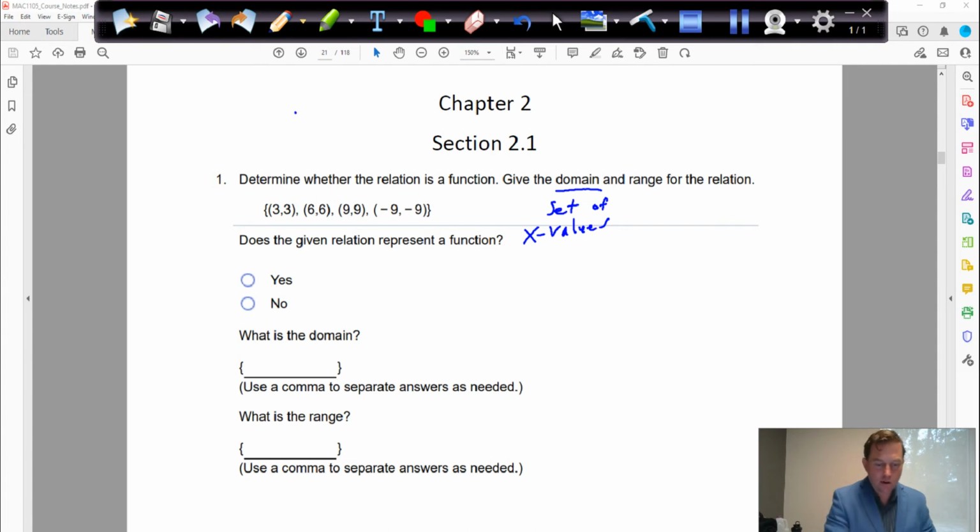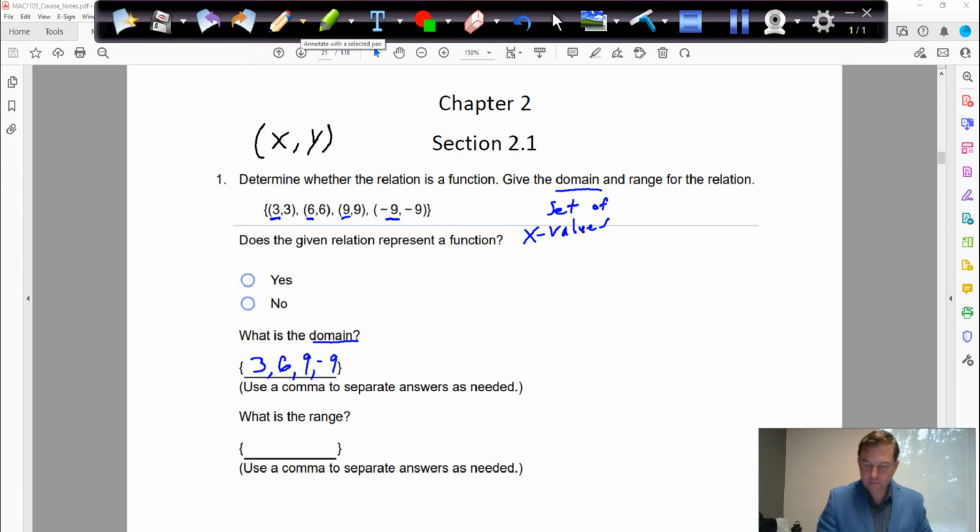And for an ordered pair, like they've given us here, an ordered pair is always x first and then y. So it's pretty easy for this first one. You just have to grab the first number from each ordered pair. And that would be your domain. So we'll record these here. We'll just type in 3 and 6 and 9 and minus 9.